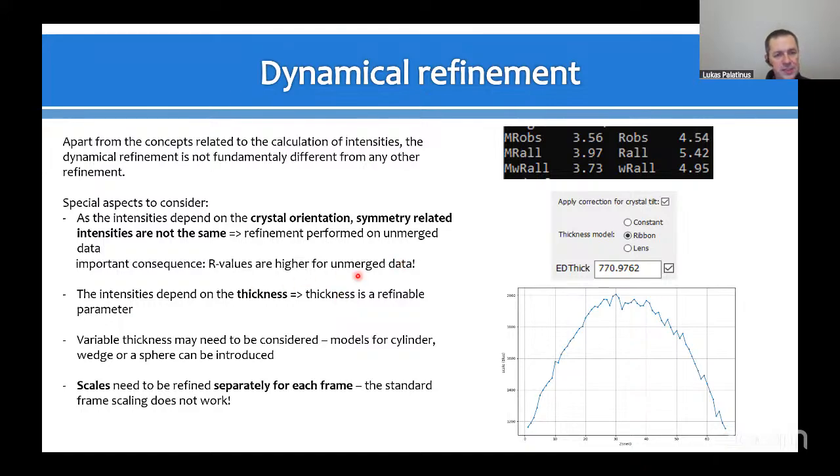What's more important is that intensities depend on the thickness. And so thickness is a refinable parameter. You refine how thick the crystal is during the refinement.